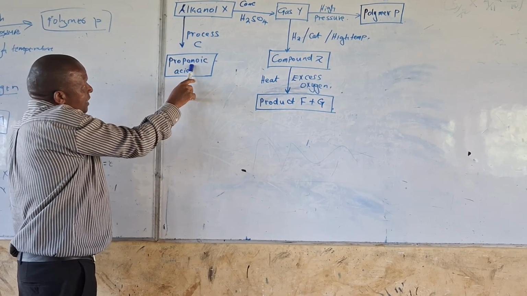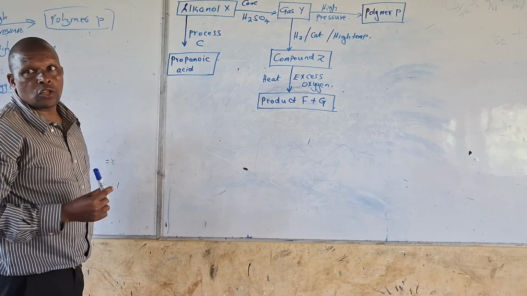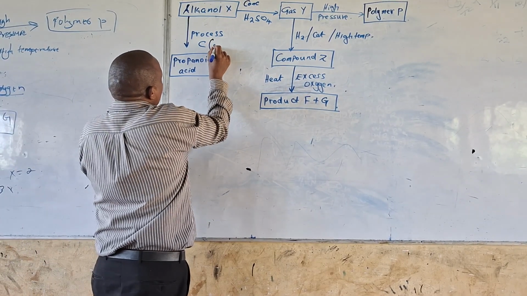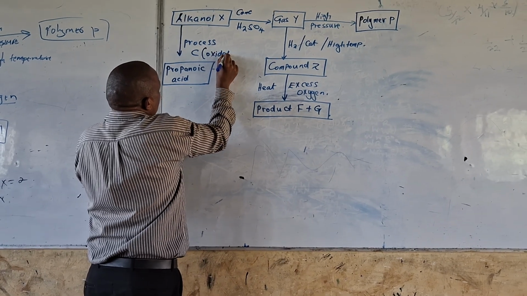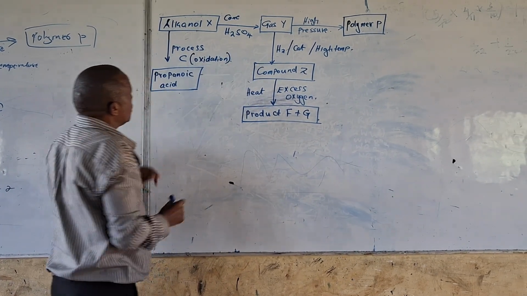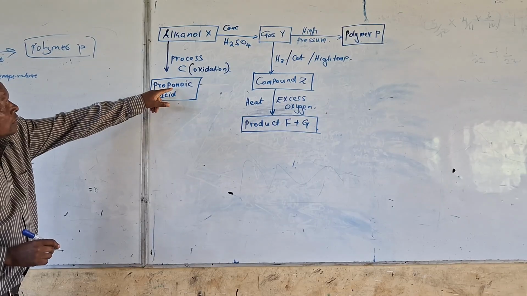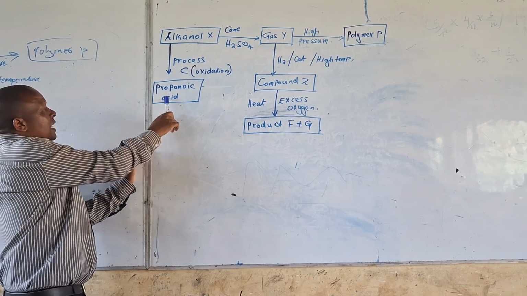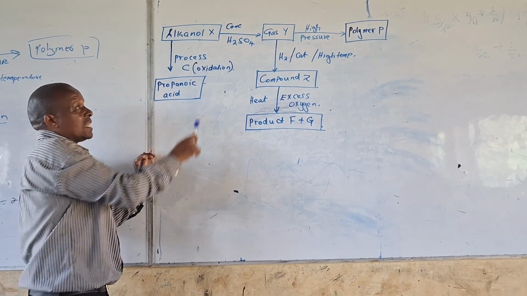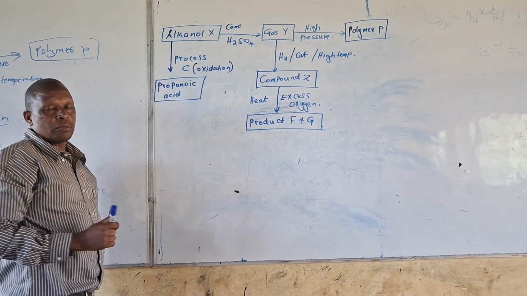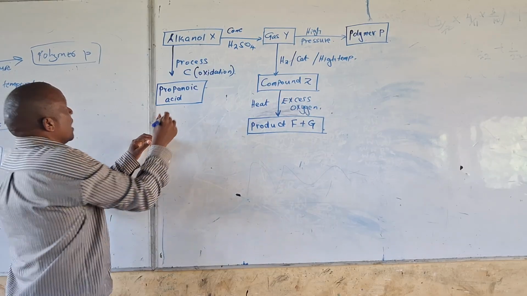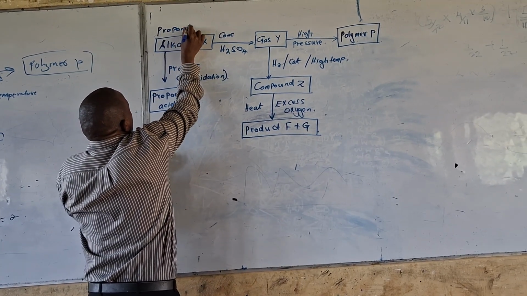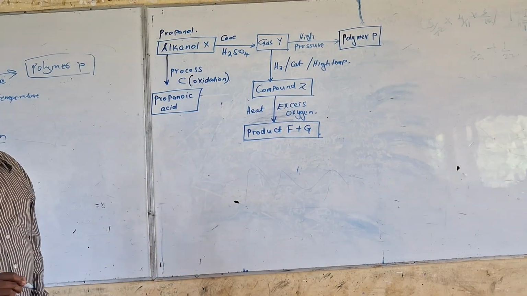Now alkanol X will undergo process C to give us propanoic acid. Propanoic acid is formed from oxidation of alcohols. So the process taking place here is oxidation. It means this propanoic acid is from an alcohol. If the acid has 3 carbon atoms, then the alcohol will have how many carbon atoms? 3 carbon atoms. So this will be propanol. So alkanol X is propanol.